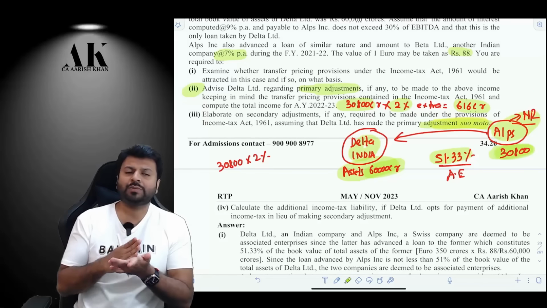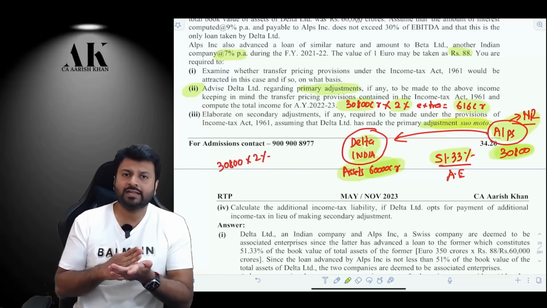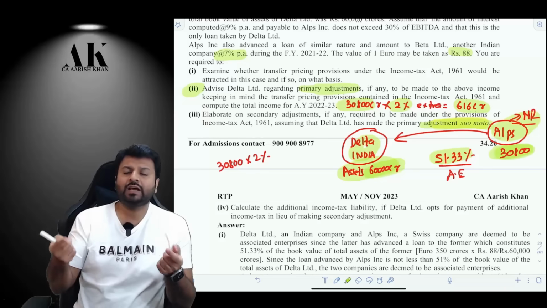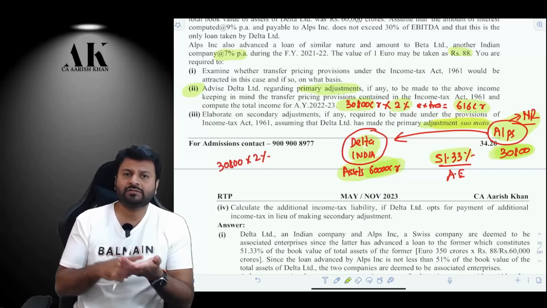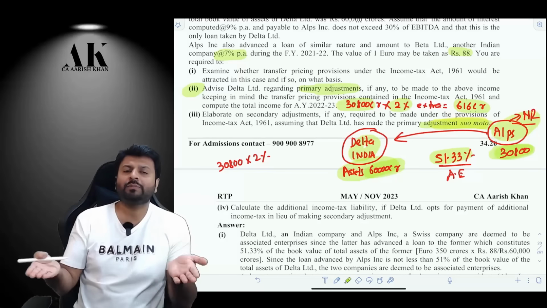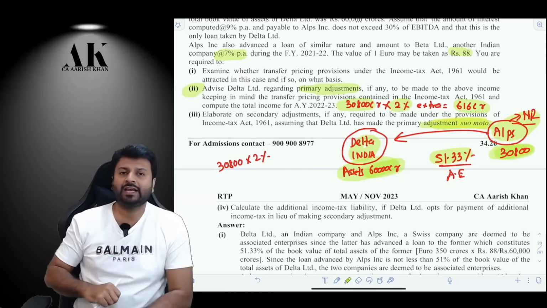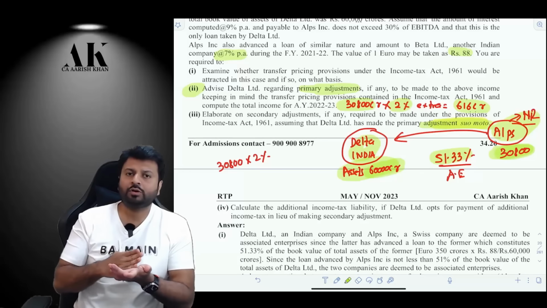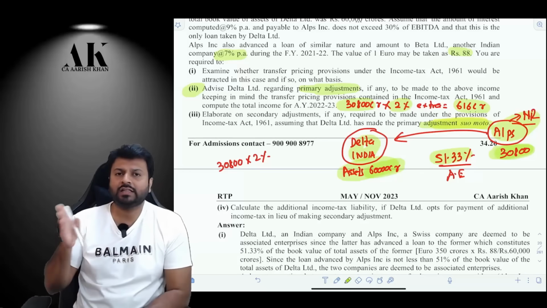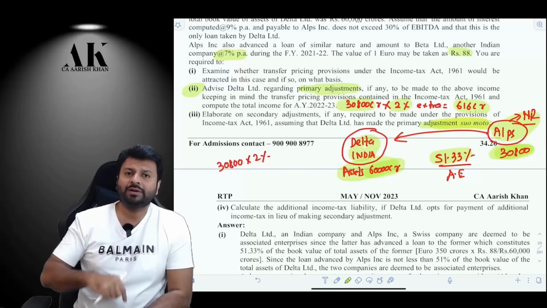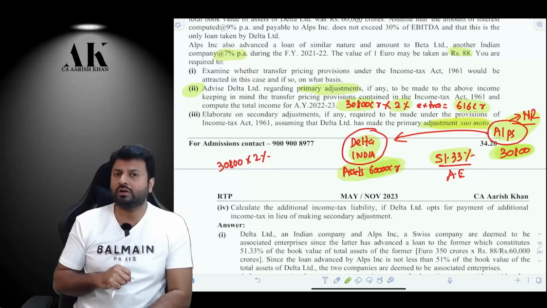Now, if the primary adjustment is made suo motu by the assessee, then the secondary adjustment will not be made if the amount is brought back to India within 90 days from the due date of filing of return. If the assessee does not bring back the money to India within 90 days from the due date of filing of return, that is till 20th Feb of the next year. Suppose you are making the suo motu disallowance, if the due date of filing of return is 30th November 2022, then you have to bring back the money to India till 20th of Feb 2023.